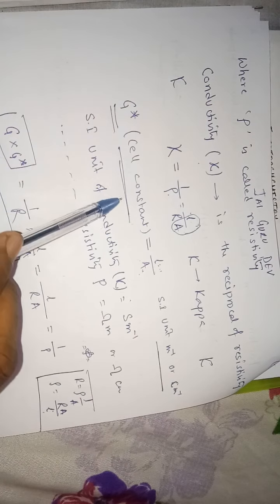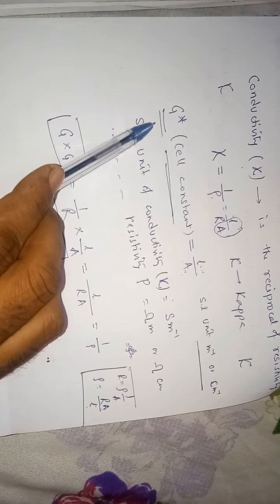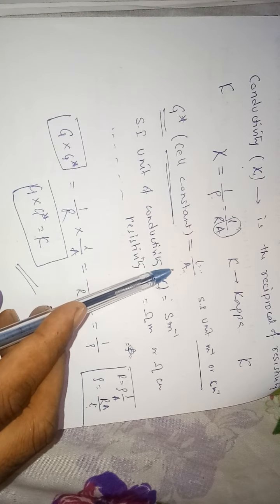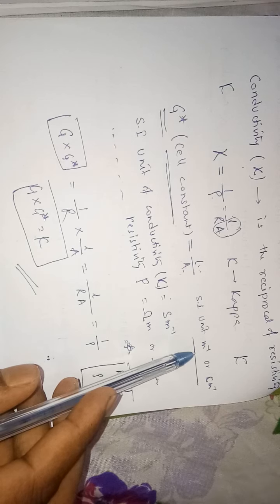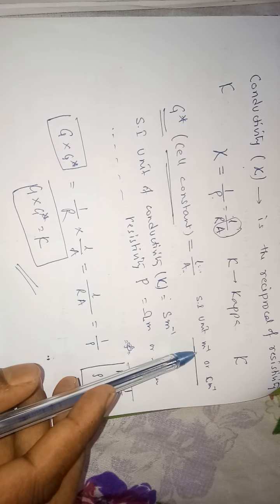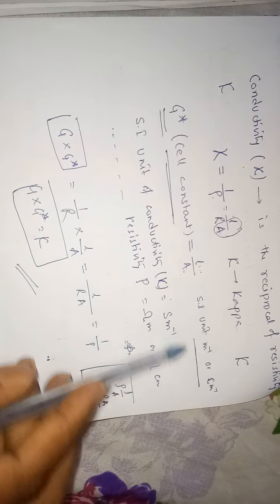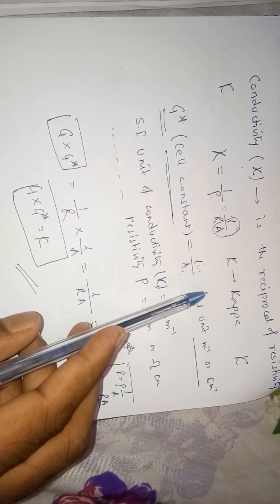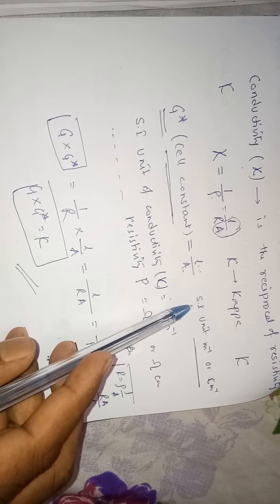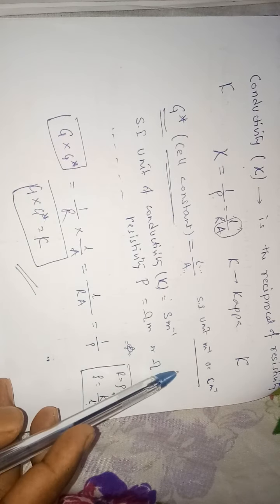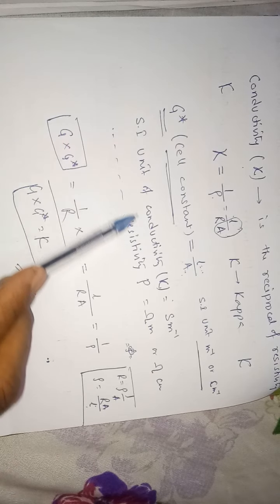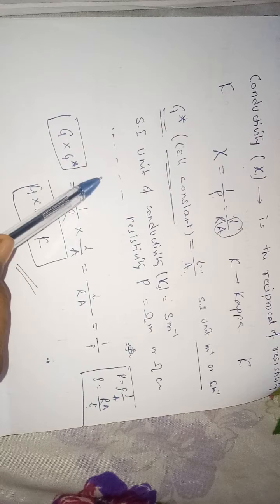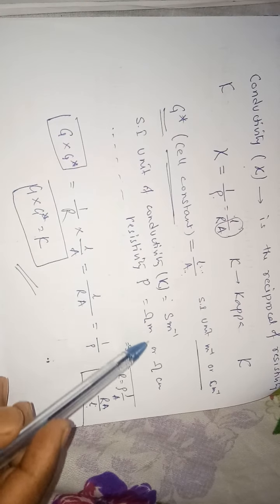Where G star is now another term we are taking, G star, which is called cell constant, which is L by A. The SI unit of this one is meter inverse or centimeter inverse. You know this is centimeter, this square, so obviously centimeter inverse, or meter inverse. So SI unit of conductivity kappa is Siemens per meter, and SI unit of resistivity is ohm meter or ohm centimeter.